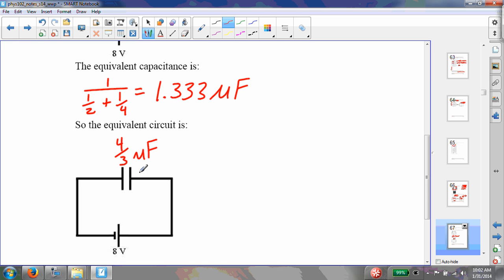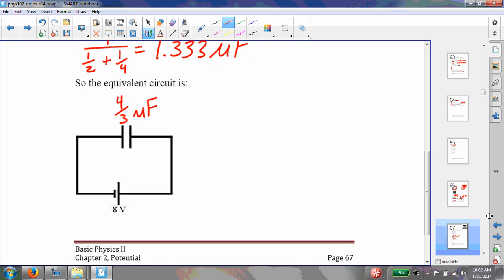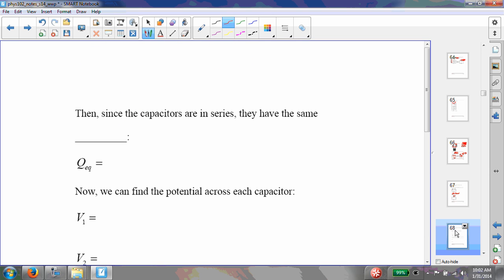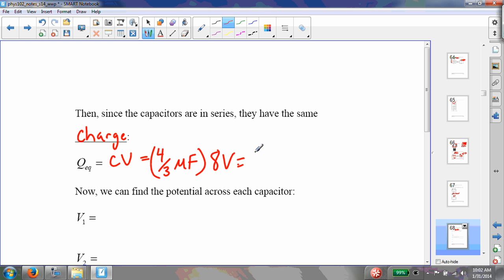And now I can find the charge. Since the capacitors are in series, they all have the same charge. And so I had 8 volts, Q is equal to C times V. I had 4/3 microfarads, that's my equivalent capacitance, and I had 8 volts. And so that is 32/3 microcoulombs. So that's the charge on each of the capacitors.